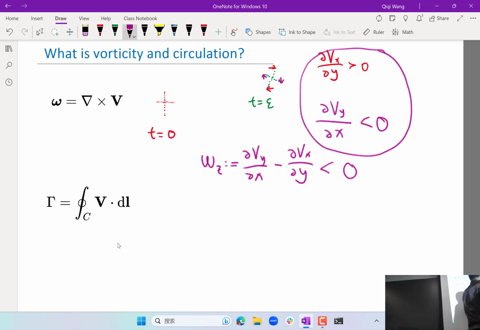So for example, if my cross has not been rotated in that way, but the other way, then my omega z is going to be positive, right? So a positive omega z means a rotation in the counterclockwise direction, which by the right-hand rule means a vorticity that's coming out of the board. So that's one of the corollaries.